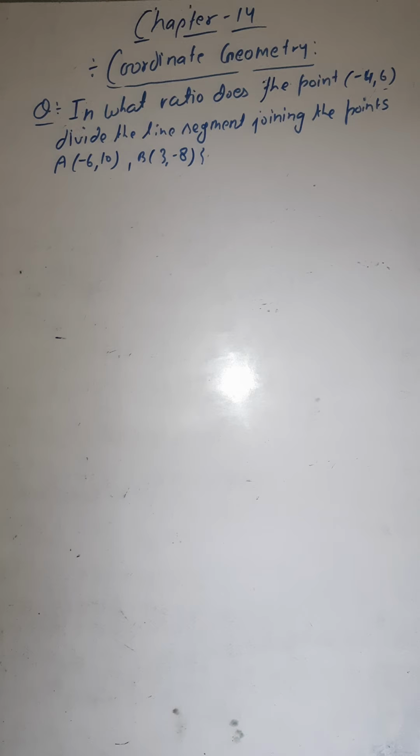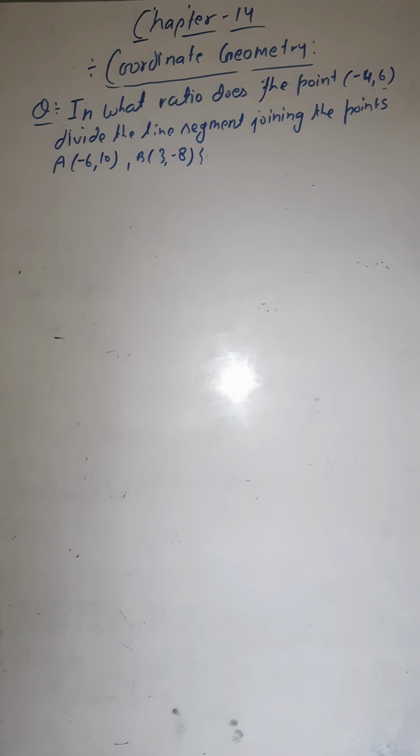So hello dear students, today I have some new questions for you from chapter number 14, coordinate geometry. Question number 1: In what ratio does the point (-4, 6) divide the line segment joining the given points? Here you have to find the ratio.